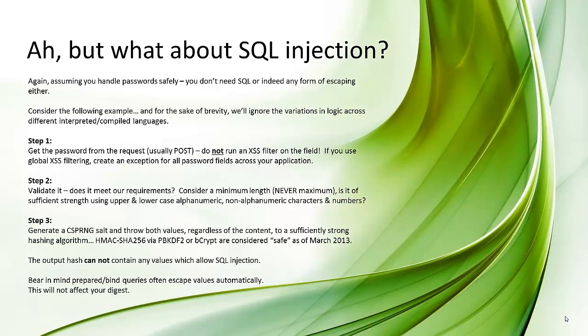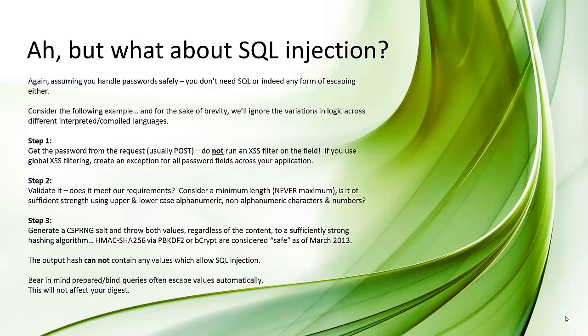Step 2. Validate it. Does it meet your requirements? Consider a minimum length, but never a maximum length. Is it of sufficient strength? Does it contain upper and lowercase alphanumerics, non-alphanumerics, and numbers? Step 3. Generate a cryptographically secure pseudo-random number and throw both the salt and the password, regardless of their content, to a sufficiently strong hashing algorithm.